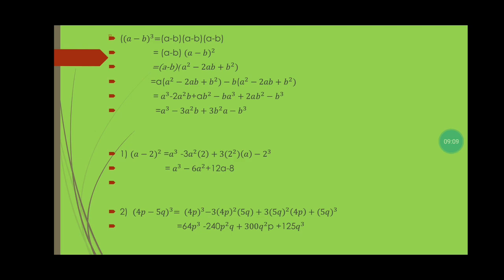Okay, the next problem based on it is a minus 2 whole cube. Now here it is first term cube minus 3a square b plus 3b square a minus b cube. So the expansion of this is a cube minus 3a square into 2 plus 3 into a into 2 square minus 2 cube.